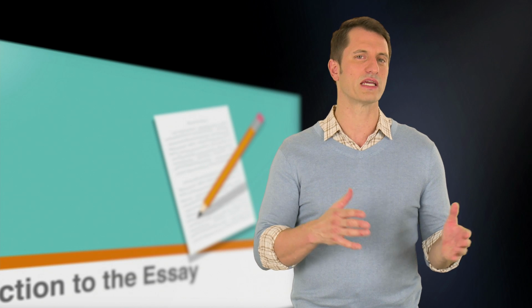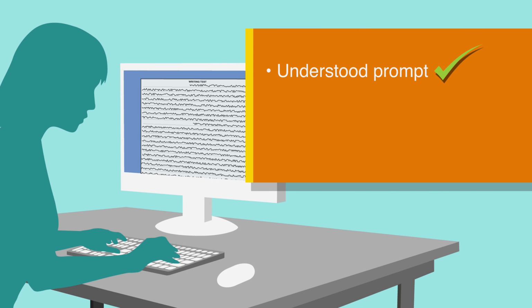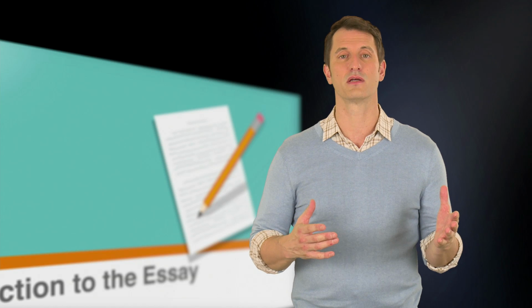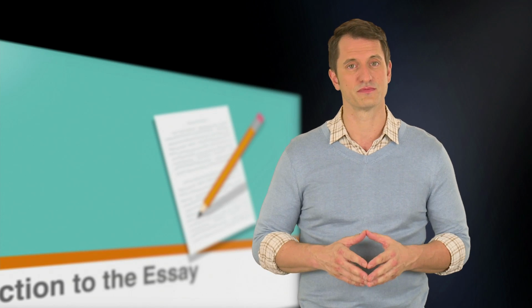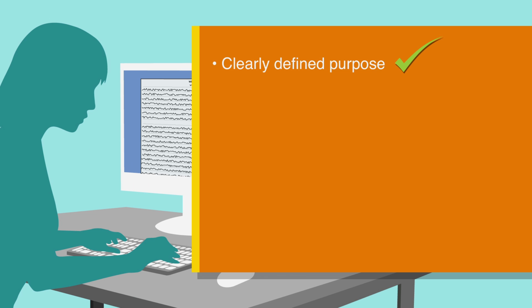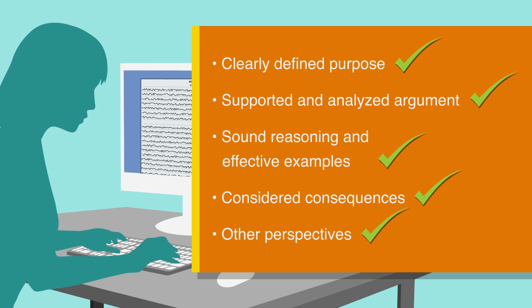Let's take a deeper look into ideas and analysis. An essay that receives a good score in this area shows that you comprehended the prompt, developed a strong and clear thesis, and effectively evaluated different sides of an issue. Next up, we'll look at development and support. A good score in this area means that you clearly defined the purpose of your essay and then supported and analyzed your argument with sound reasoning and effective examples. It also means that you considered the consequences of your argument along with the other perspectives on the issue.